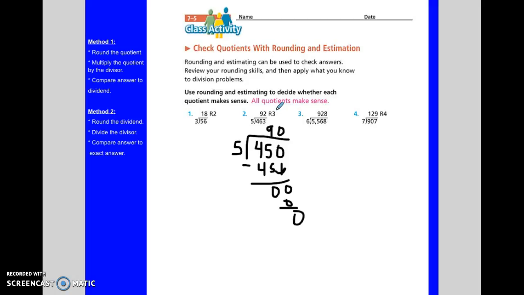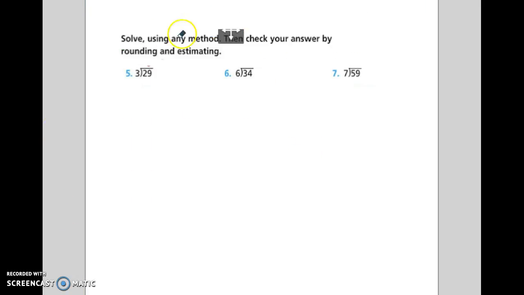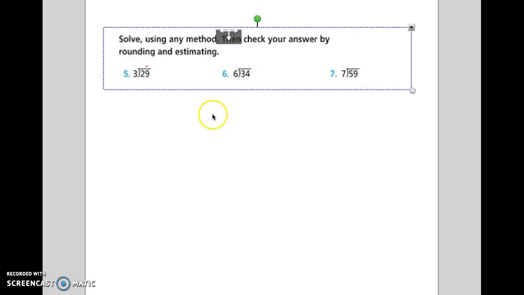Then I'm going to say that my answer is correct. Now, if I would get an answer like 180, then I would know that I made a mistake somewhere in my long division. Okay, if you get an answer that's really far off from what you have as your answer, you know that you made a mistake. Okay, so you can use rounding and estimating to check your work. All right, so now in here, it says use any method, then check your answer by rounding and estimating. Okay, so let's go ahead and solve the first one here.